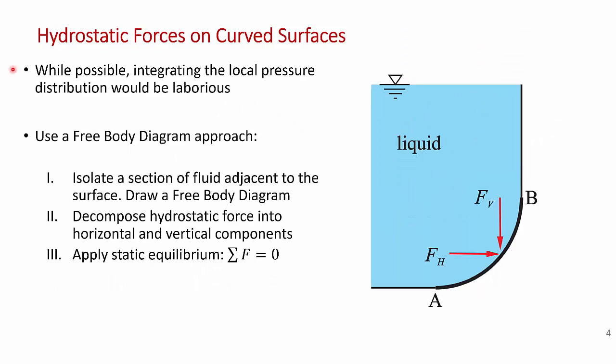Now, there are a number of ways to solve this kind of problem. For example, imagine we're considering this gate here with a liquid reservoir, and we're trying to calculate the force on surface AB. One way to do it is just to integrate the local pressure distribution, which might be simple for a simple case like this. But in general, it would be laborious. A better way is to use a free body diagram approach. In this approach, we isolate a section of fluid adjacent to the surface of interest. We draw a free body diagram on that fluid, and then we decompose the hydrostatic forces into the vertical and horizontal components, and we just apply simple static equilibrium. So that's going to be our basic procedure, and I'm going to do a couple of demonstrations.